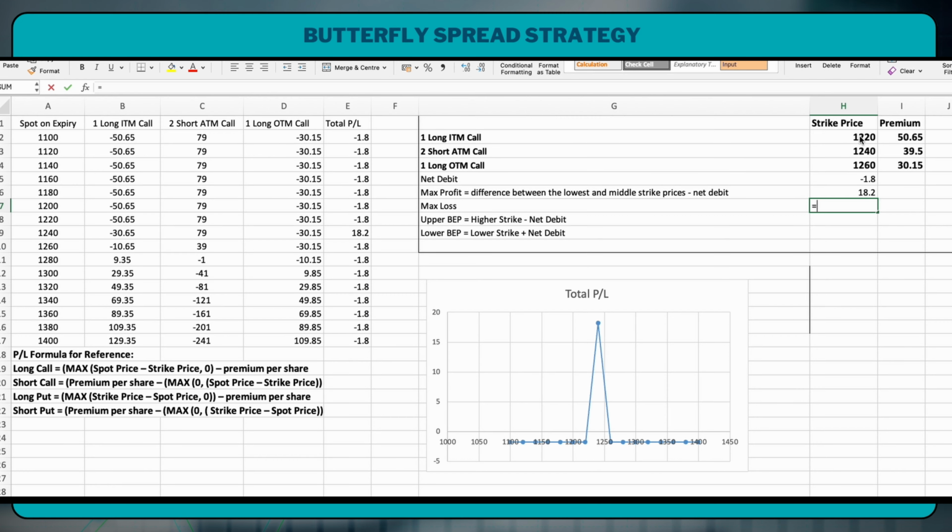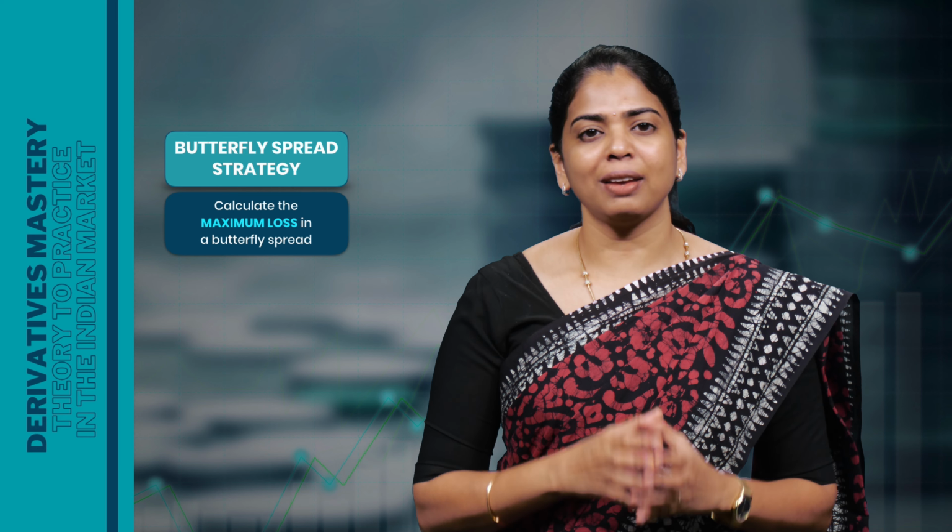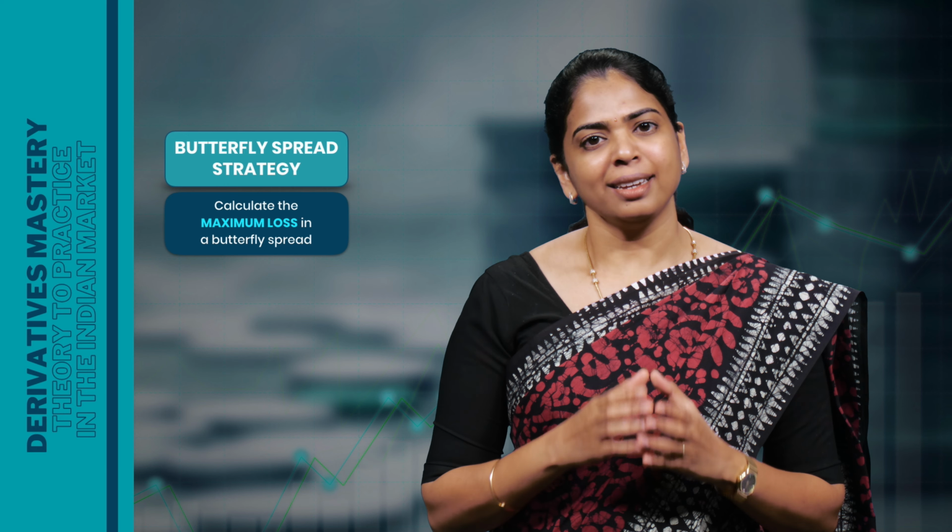Now what about the maximum loss? This is easier to understand because it is simply the net debit we paid when we entered the trade. So no matter what happens, the most you can lose is 1.8. That's why the butterfly spread is such a safe strategy. Your risk is limited.